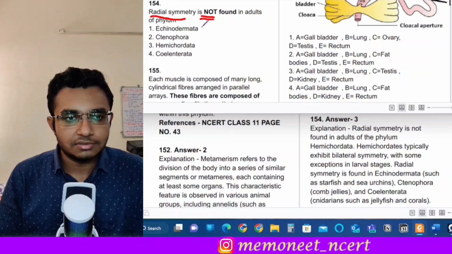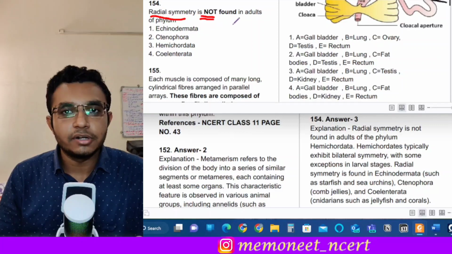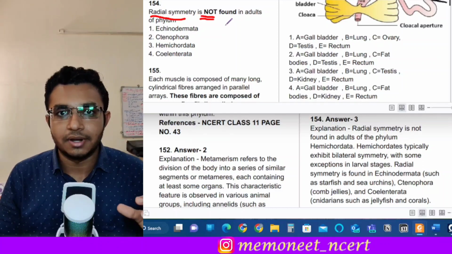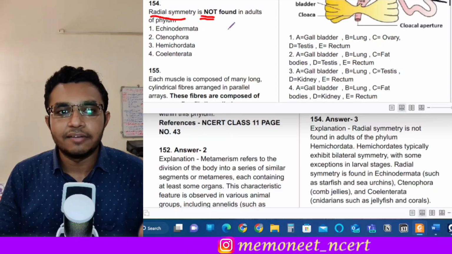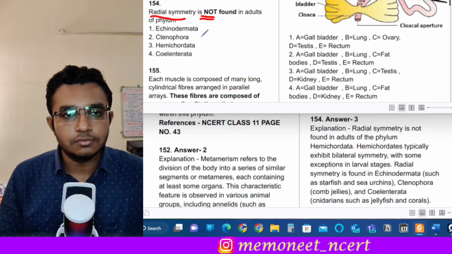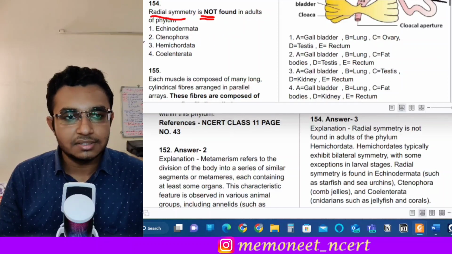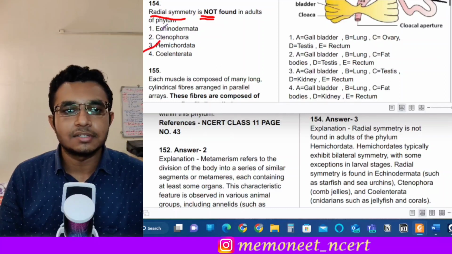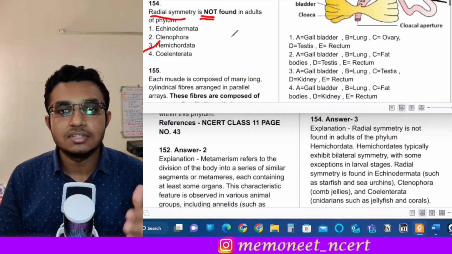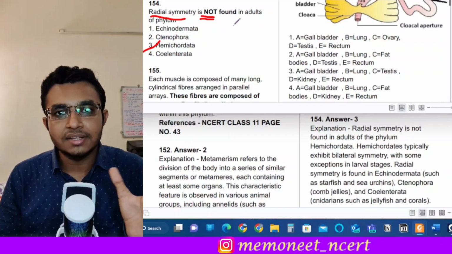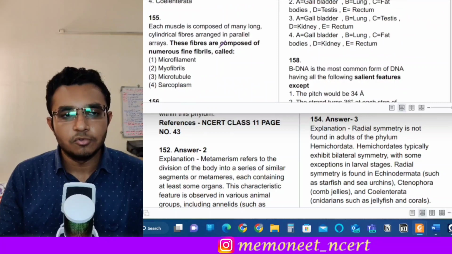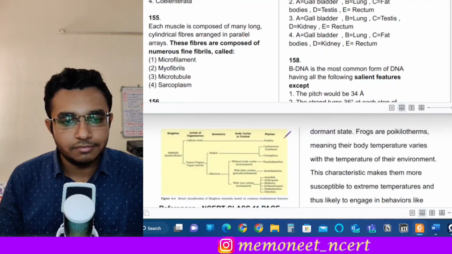First of all, it is given Echinodermata. In Echinodermata, if you remember, the younger ones have bilateral symmetry, right? And when they grow into adults, they have radial symmetry. So this will not be a correct answer. Next is phylum Ctenophora. Ctenophora also have radial symmetry. The third is phylum Hemichordata. So this is the correct answer because the adults of phylum Hemichordata do not show radial symmetry. And what is radial symmetry? When you can divide the organism in any plane and it forms mirror images, then it is called radial symmetry.